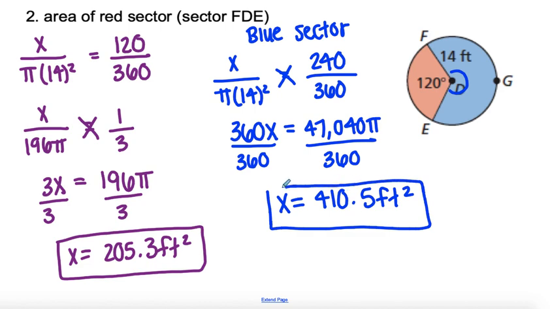So the only difference here when you don't simplify is that you just end up with bigger numbers, but that's okay. You're still going to get the same answer at the end.